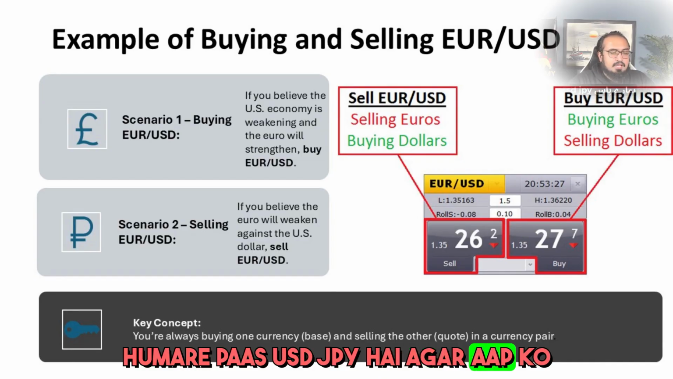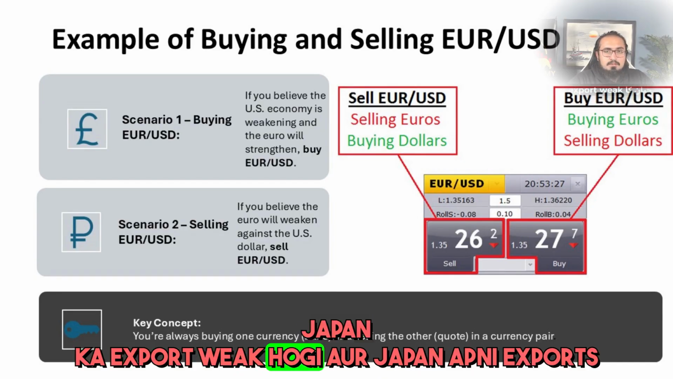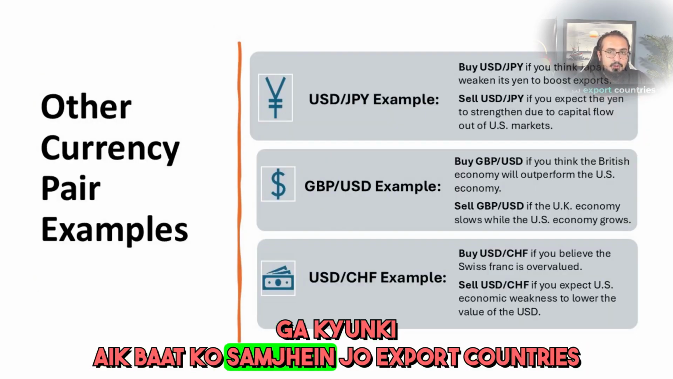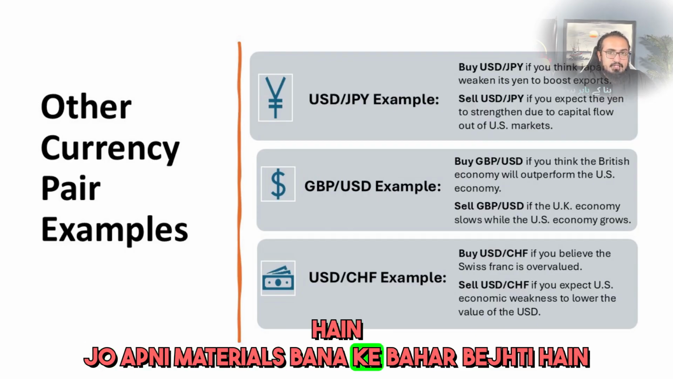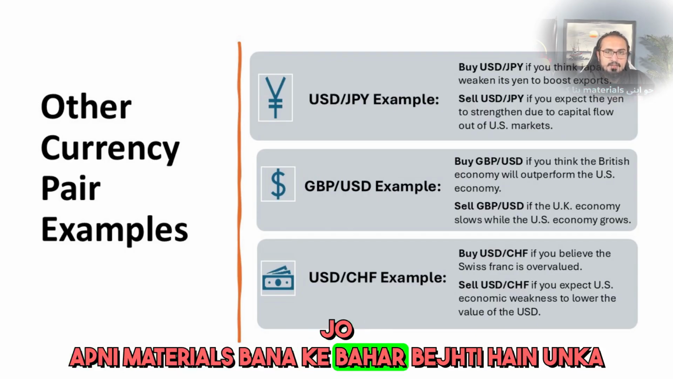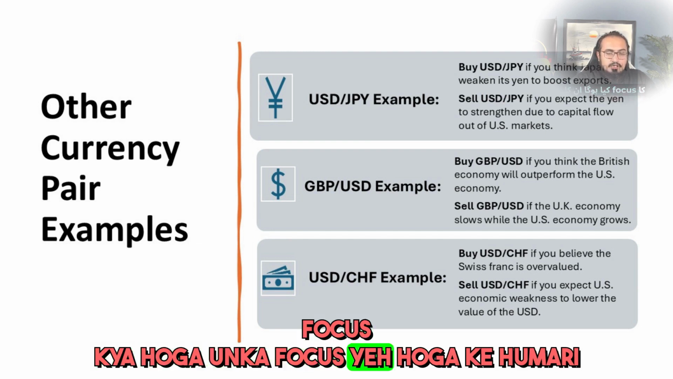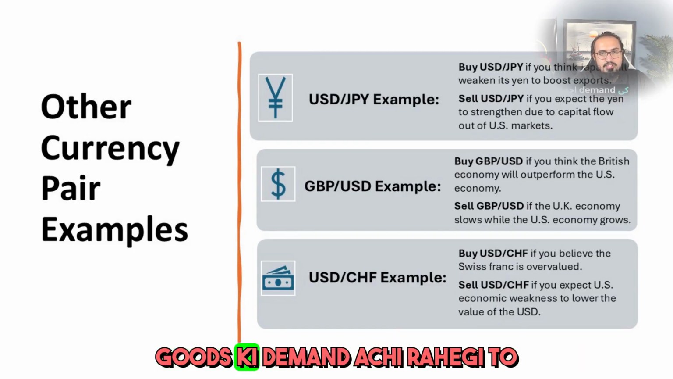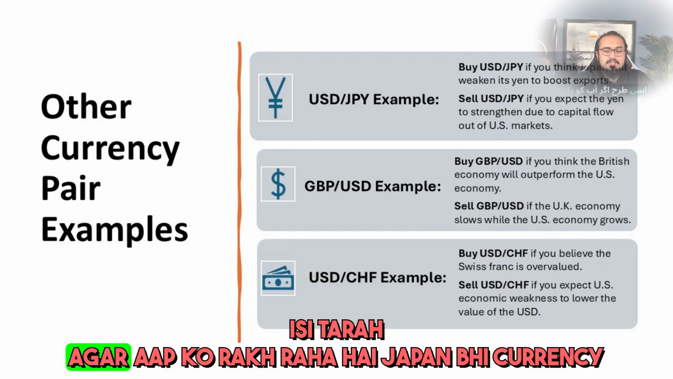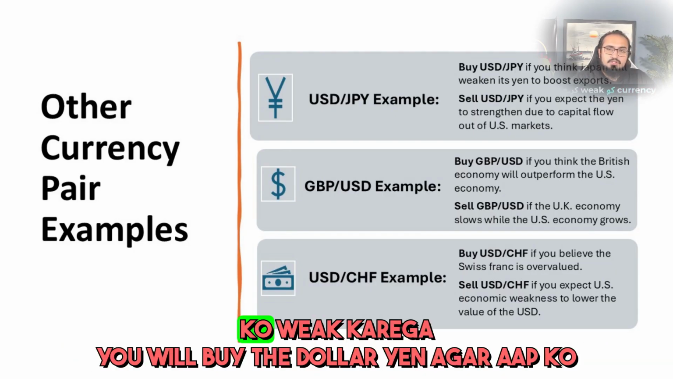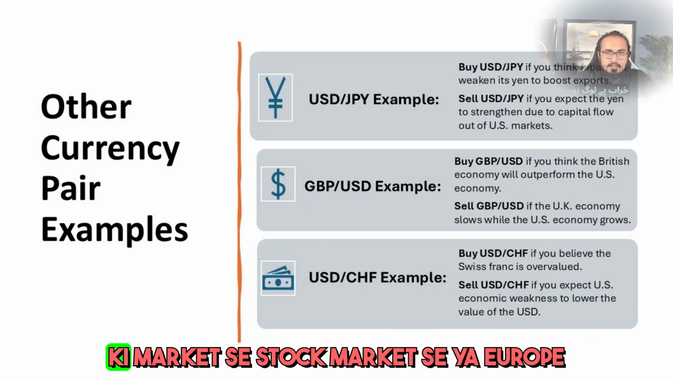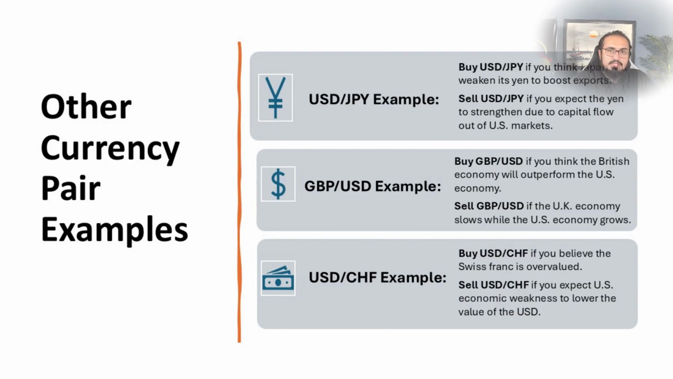We have USD/JPY. If you think Japan's exports have become weak and Japan will weaken its currency to strengthen its exports, understand one thing: the export countries that make their materials and sell them outside, their focus will be that their currency remains weak. If the currency remains weak, the demand for goods will be good. Similarly, if you think Japan will weaken its currency, you will buy dollars. If you think the situation in the US is bad, people are withdrawing money from the US stock market, you will sell USD/JPY.